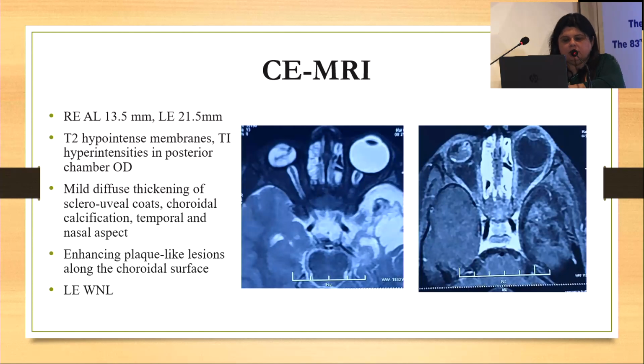So the axial length was considerably reduced in the right eye. And then again, you can see over here on the T2 and T1 weighted images, the T2 showed some hypointense membranes that were also observed on the ultrasound, and they were hyperintense on T1, and then there was some mild diffuse thickening of the sclerouveal coats. There was choroidal calcification, more pronounced on the temporal and nasal aspect, and there were some enhancing plaque-like lesions along the choroidal surface. The left eye was completely normal.